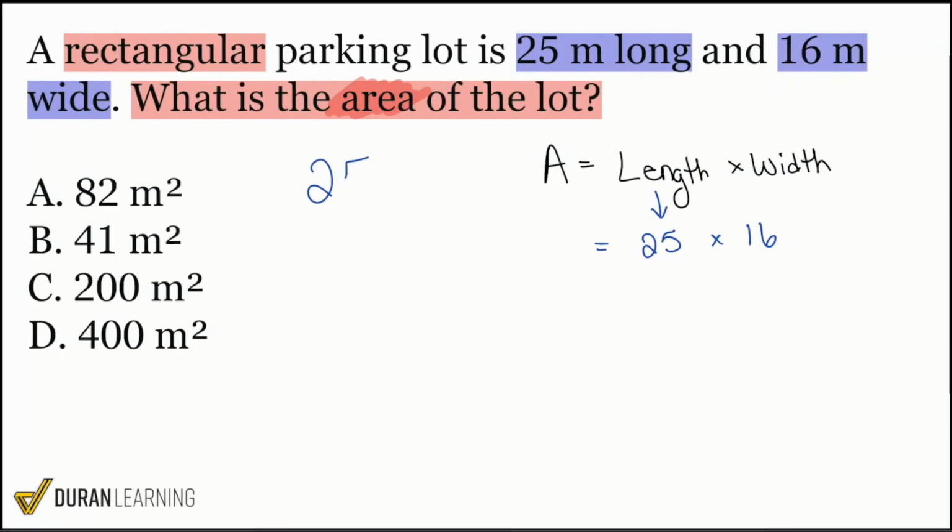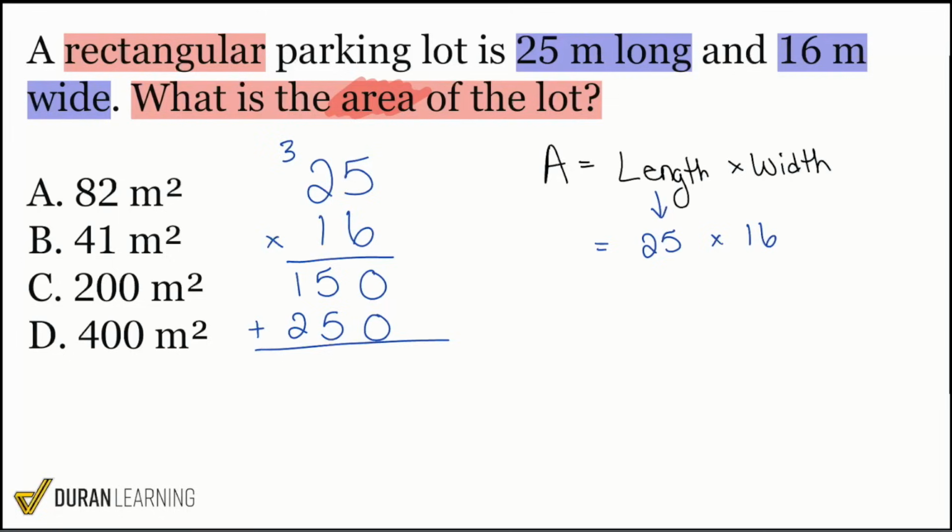25 times 16, 5 multiplied by 6, that'll be 30. And we'll carry that 3. Then we have 2 multiplied by 6, which is 12. Carry that 3, that'll be 15. Next up, we're going to bring it down right over here to this next line. And we're going to now begin with the 1. So 5 times 1, that'll be 5. And then we have 2 times 1, that'll end up being 2.